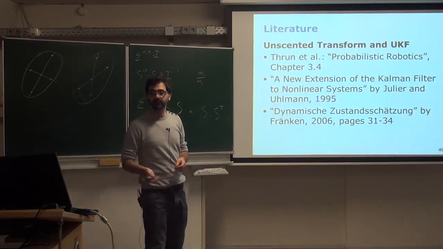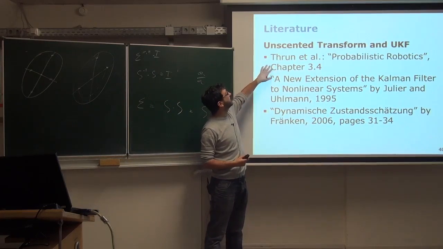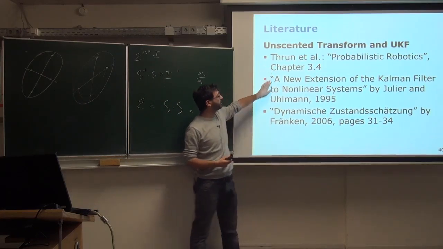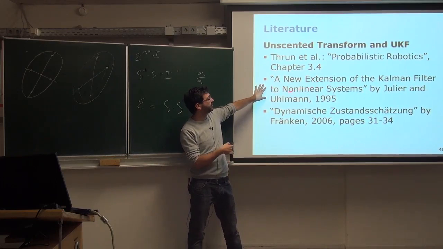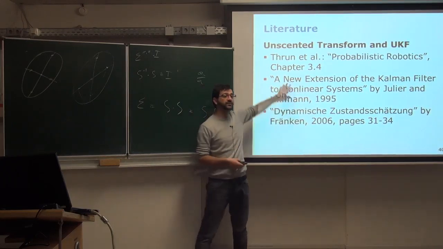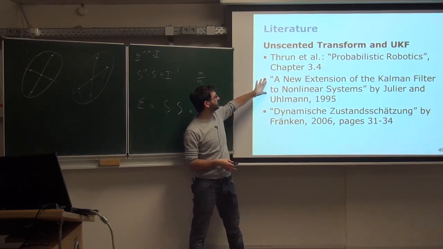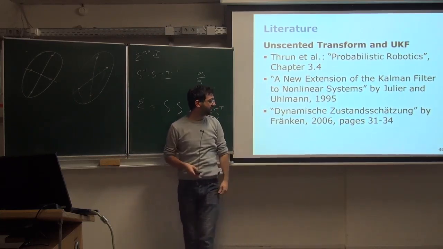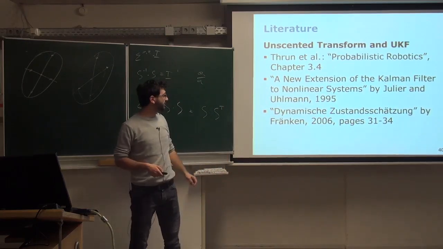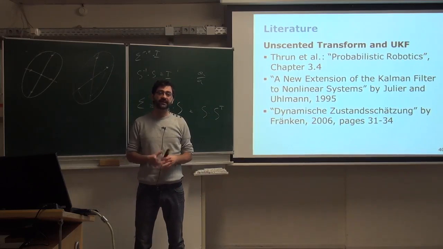Okay? If you want to have a look at the literature, there is the unscented transform, the UKF, in the book Probabilistic Robotics. There is this paper of Julier and Uhlmann, which talks about the extension of the Kalman filter for nonlinear systems. I think that's where the UKF was introduced. And there is something else in German, I'm not sure how many of you can read it, which also talks about the unscented Kalman filter.